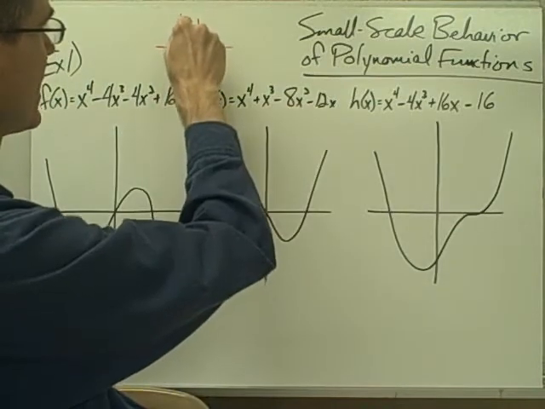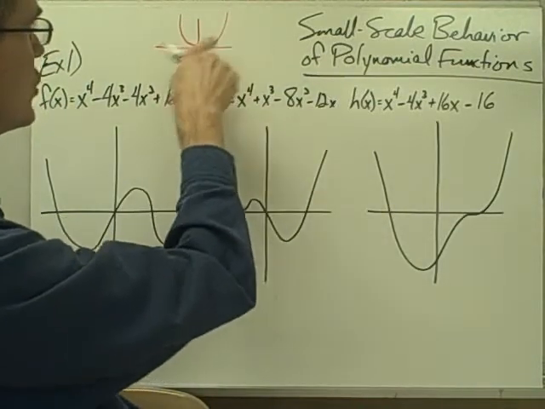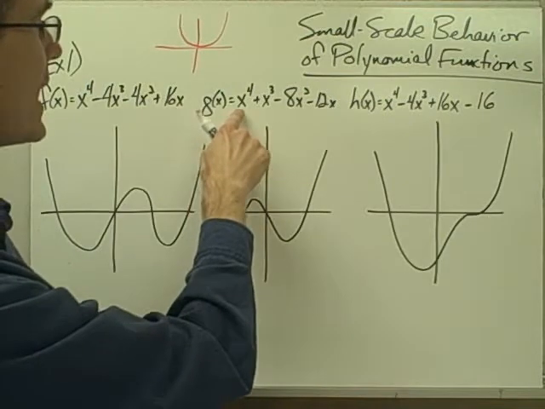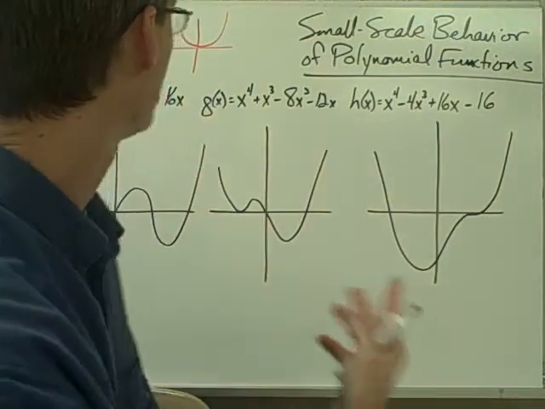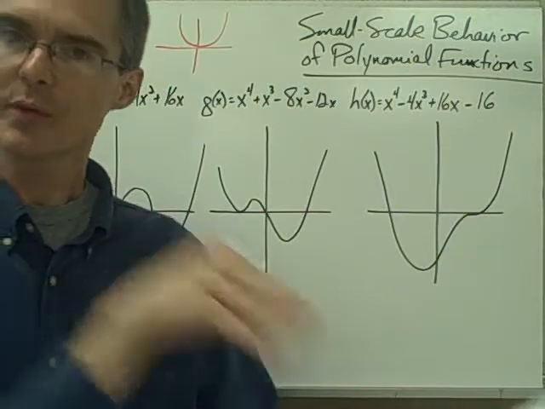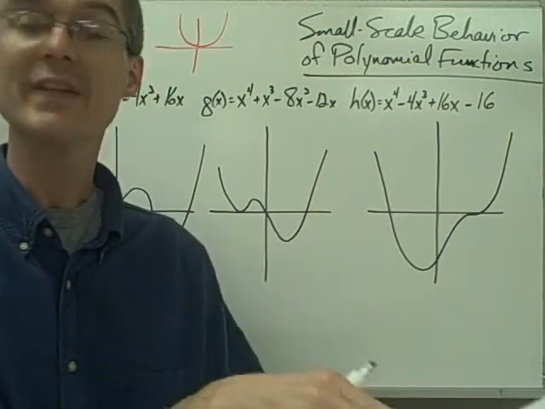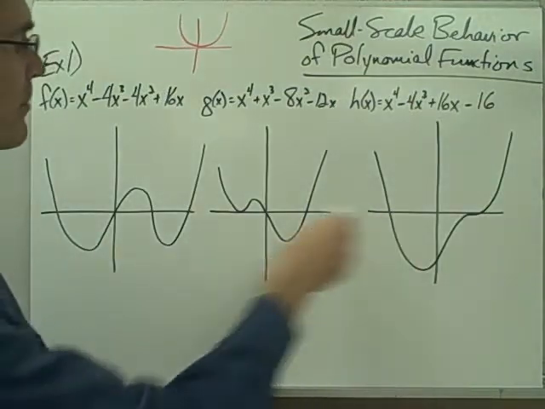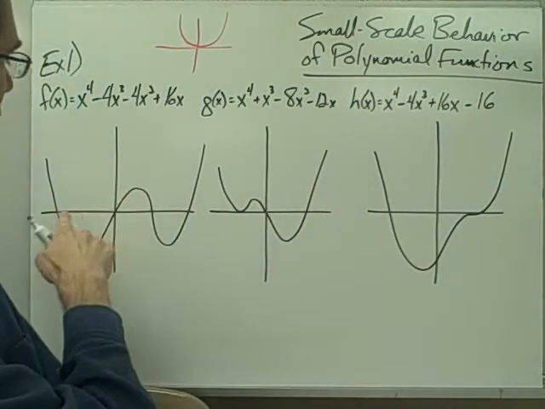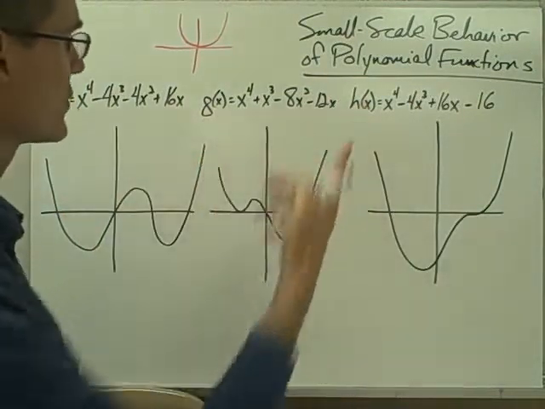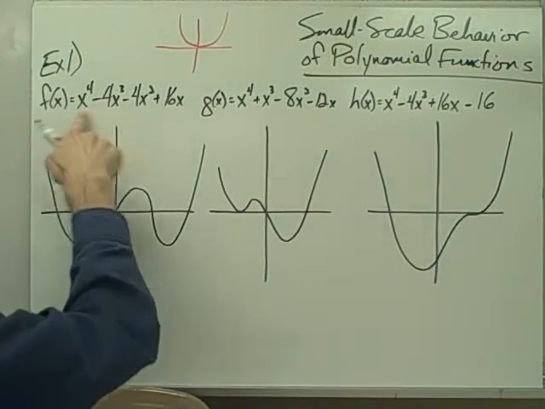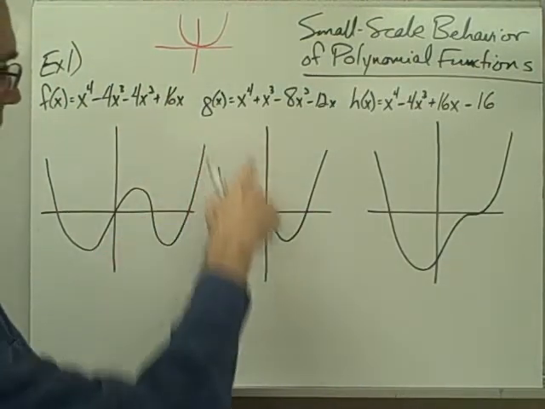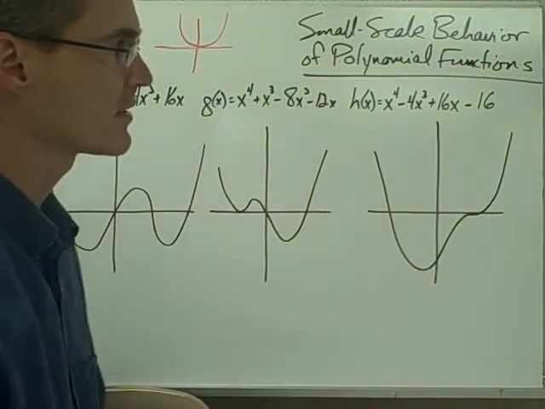That is, they'd look something like this U shape, which is the graph of y equals x to the 4th power. Well, at small scale, when we move in and look closer at the graph of a polynomial function, we see that they begin to look very, very different. So if we graph each one of these functions on our graphing calculator, this one has this shape, this one has this shape, and this one has this shape.